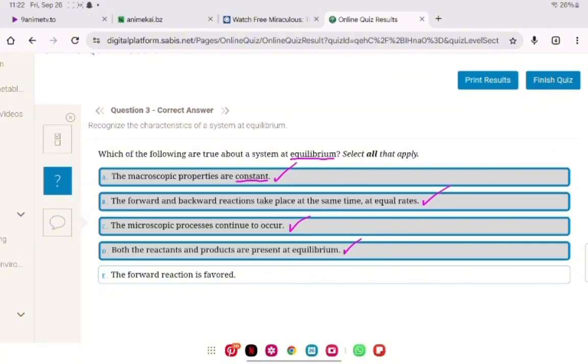I can't explain it, that's just how it is. Basically this question is kind of memorizing. I'm just trying to explain it in a way where you don't need to memorize. And the forward reaction is favored. The forward reaction or the backward reaction can't be favored. They both have to be equal for it to be at equilibrium. This is why this is wrong.